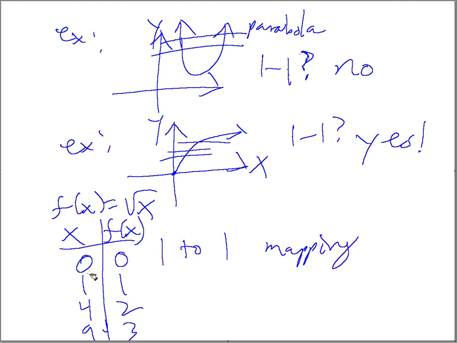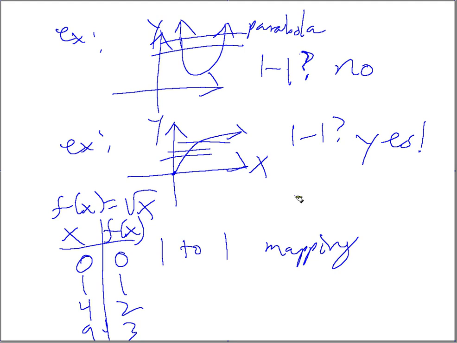The key is what? All the y's have to be different. Of course, the x's have to be different to be a function, but the y's have to be different as well. It has to be unique. In other words, the function values cannot repeat, or the y coordinates cannot repeat. So the square root of x is a one-to-one function. We can use the horizontal line test again to test whether a function is one-to-one or not.